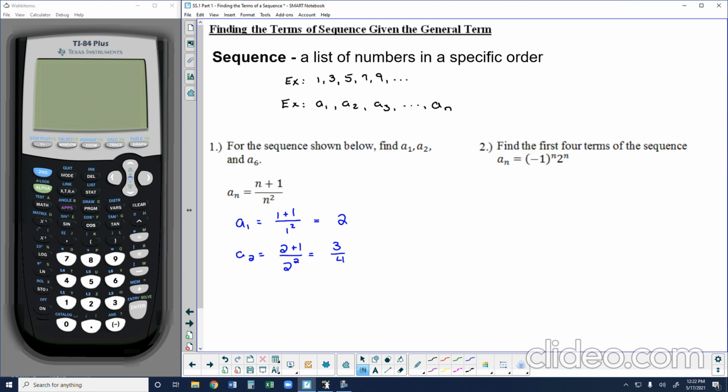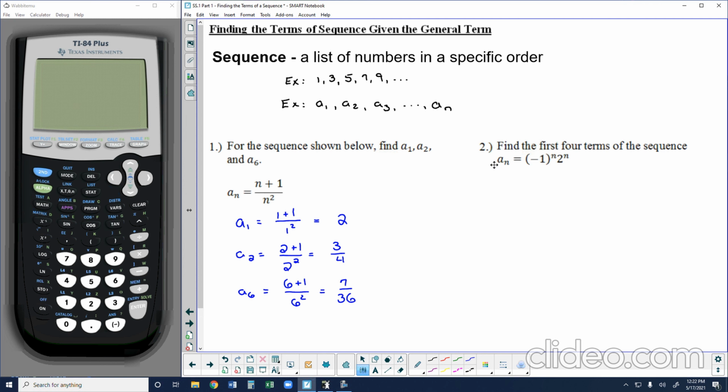We could do the same thing and find the sixth term. I would substitute in 6 for n. So 6 plus 1 is 7, and 6 squared would be 36. So we can see these would just be some terms in this sequence. 2 would be the first term, 3 over 4 would be the second term, and 7 over 36 would be the sixth term. And we could go on and on to find an infinite number of terms in this sequence, assuming that it is an infinite sequence. So this formula was given just to find a general term.